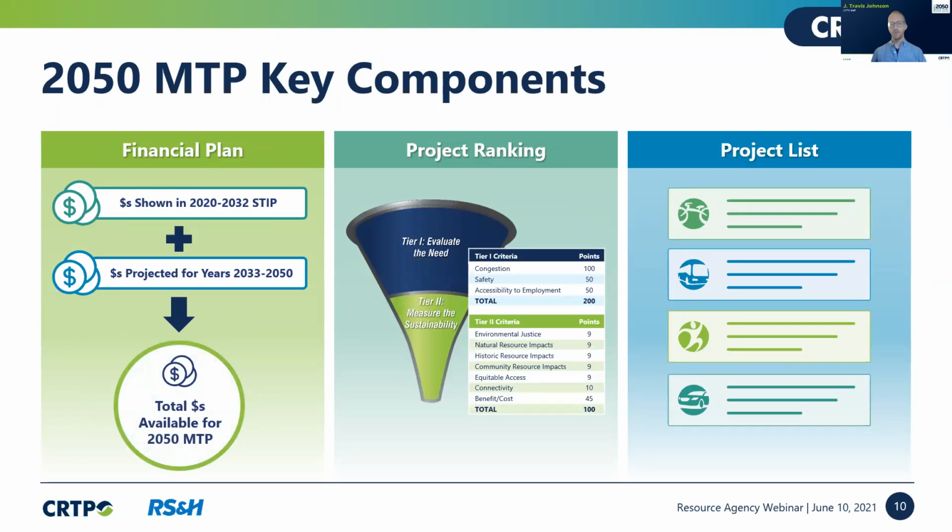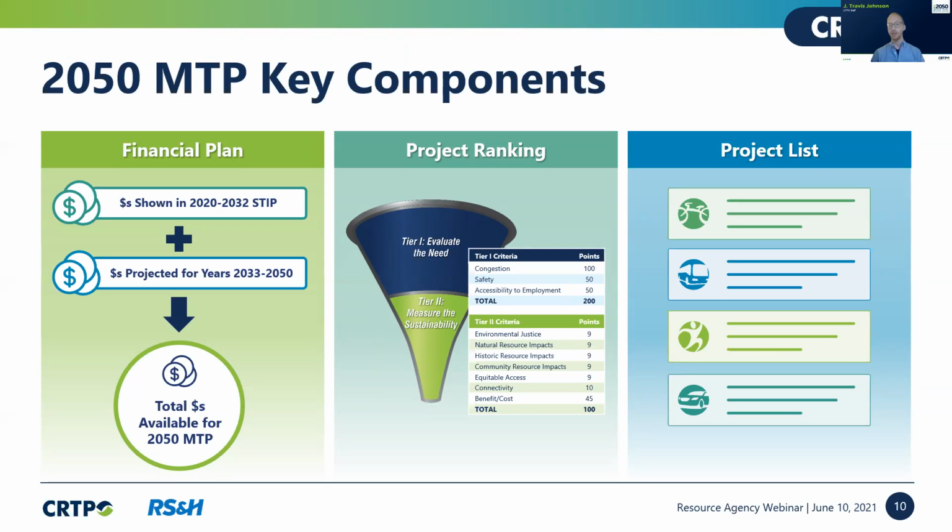So again, the big difference between the MTP and the CTP is that there has to be money available to do this work. So we look at what money has already been obligated. We look at money that should be available, and then we put those numbers together to come up with what money we can spend.